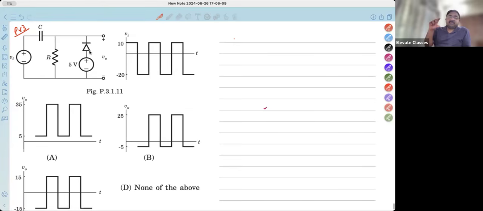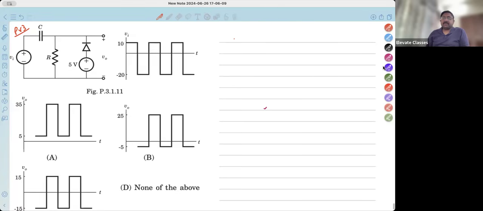A clamper always moves the waveform up or down. As I told you before, a very good example of a clamper is the X position and Y position on your CRO. You remember that Y position? Whatever waveform you have, you can just take it up, take it down. That Y position does not change your wave at all. Similarly, a clamper cannot change your waveform. It cannot modify it. It can just shift it.